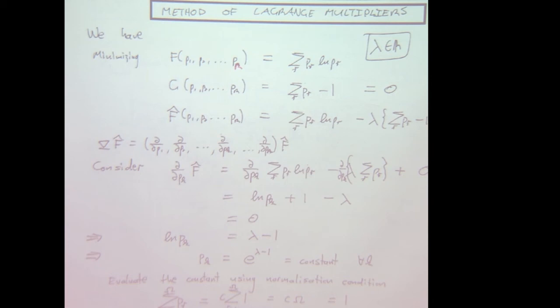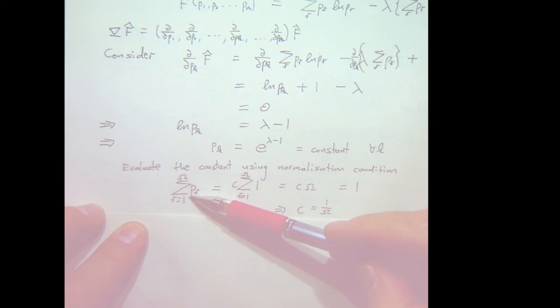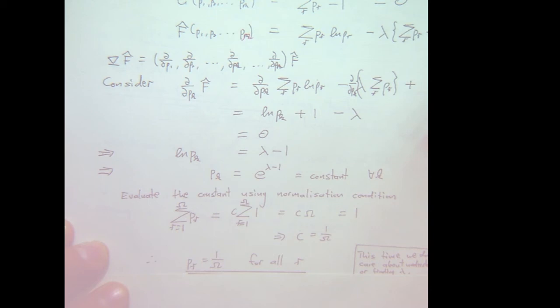And you can evaluate that constant by normalization. So that's the sum over all the probabilities, and there are omega accessible states. So that's C times omega equals 1, so C equals 1 over omega. So that means the probability is 1 over omega for all r.